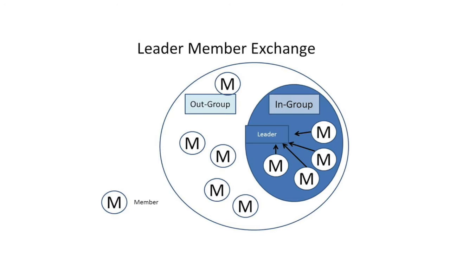This is a diagram that explains what I just talked about. It shows how the leader uses their team's in-group to get extra responsibilities done in return for favors and favoritism, while the out-group does not get the same type of respect.